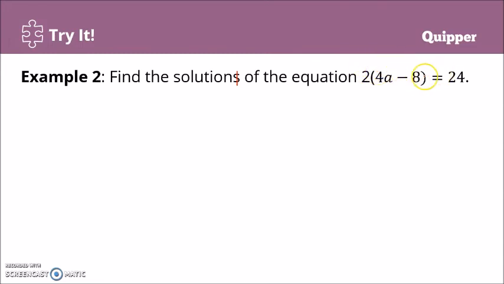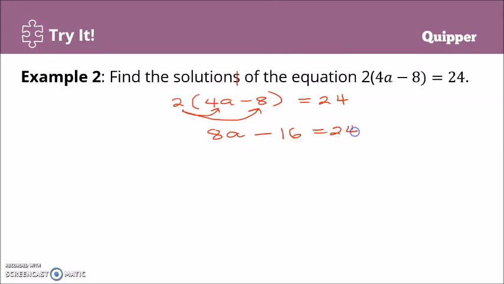Meaning ng distributive property, again, if you can still remember, si 2, i-multiply natin siya kay 4a at saka i-multiply din natin siya kay negative 8. Okay, so kopyahin natin yan. So, that's 2 times 4a minus 8 equals 24. Applying the distributive property, we have 2 times 4a, that is 8a. 2 times negative 8, that is negative 16, equals 24.